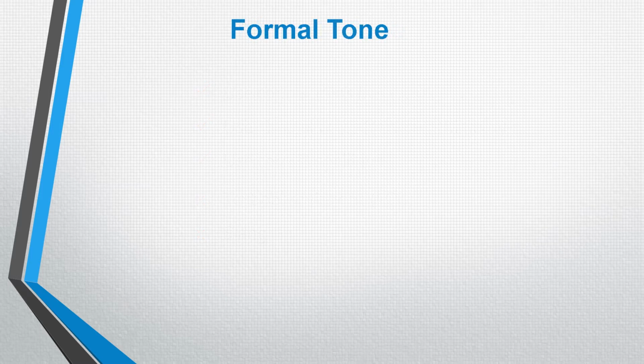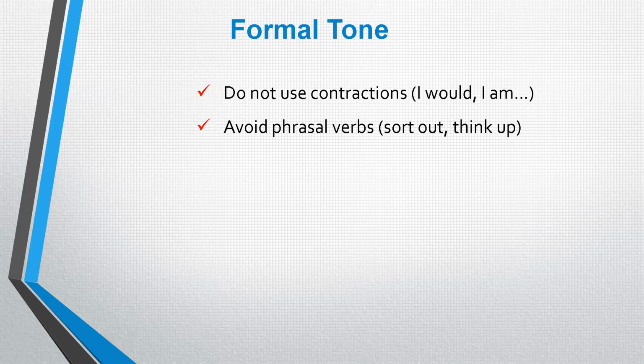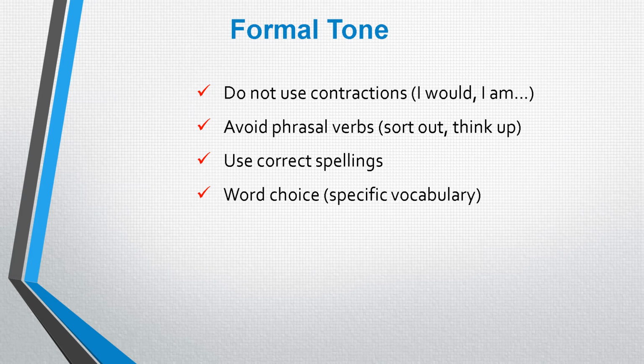And logically, if we want to write in a formal tone, we're not going to use contractions. So we're going to write the words out in full. I would, I am, we are. We're going to avoid using phrasal verbs, but we're still going to use correct spellings. But we are going to try and use specific vocabulary. So when we use vocabulary that is specific to a situation, it makes the vocabulary or the tone of the letter more formal. We'll look at a few examples of that in a moment.